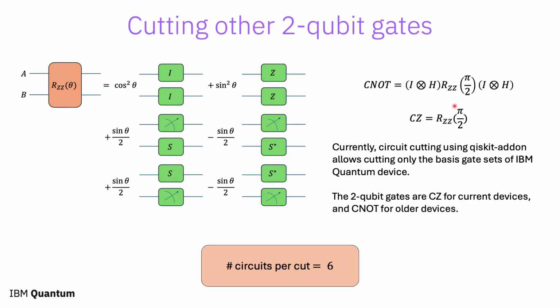But similarly, since you can write CX or CZ like this with RZZ, it's possible to cut a CX gate or CZ gate. These are the basis gate sets that we have in IBM devices at this moment. So if you want to cut a gate, instead of a single circuit, you need to now run 6 circuits there.